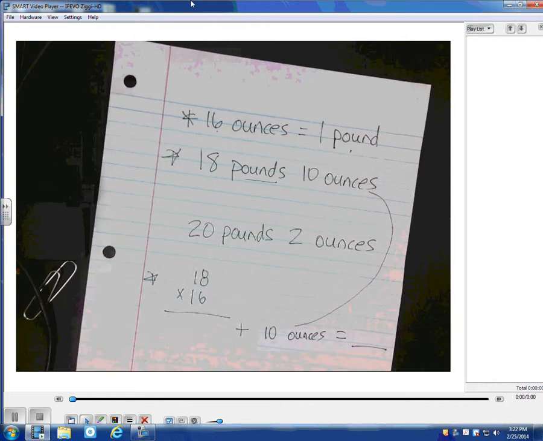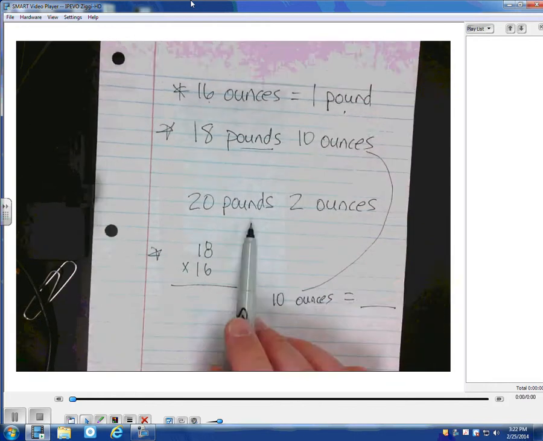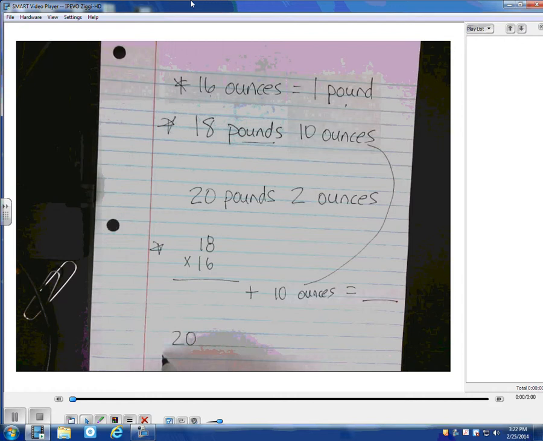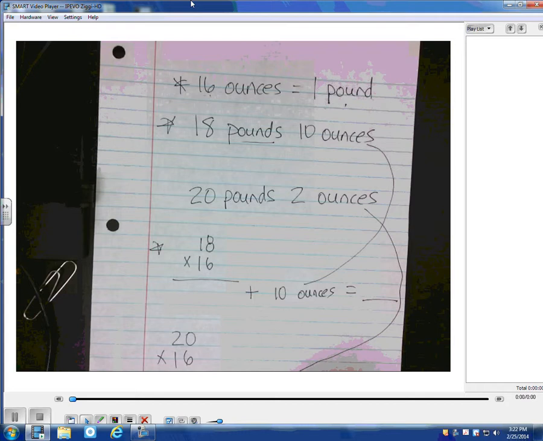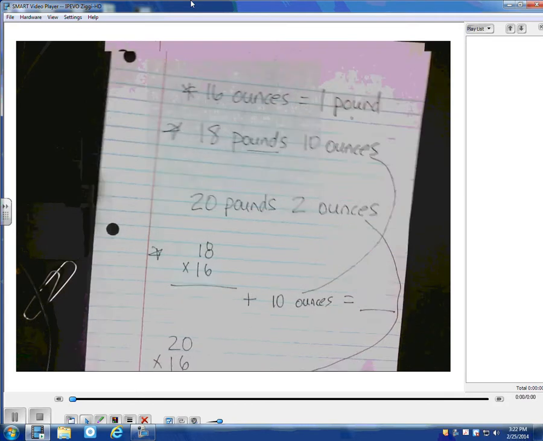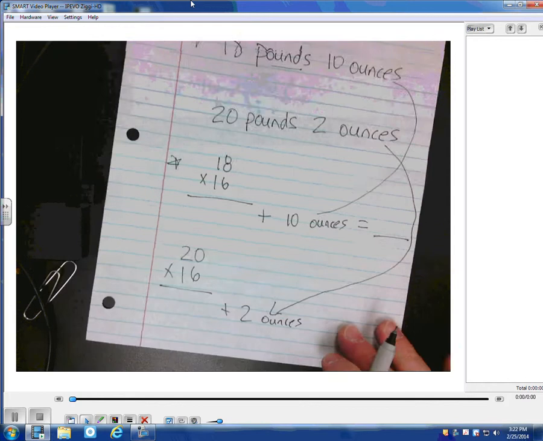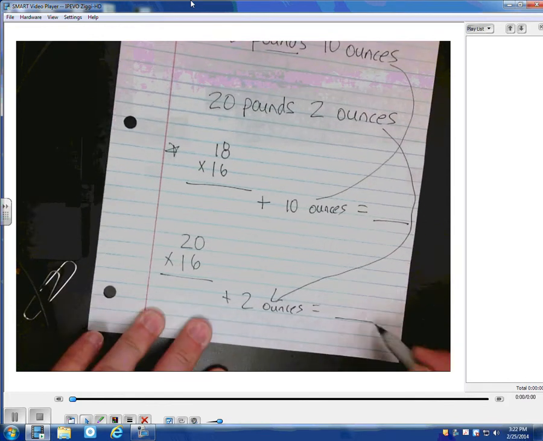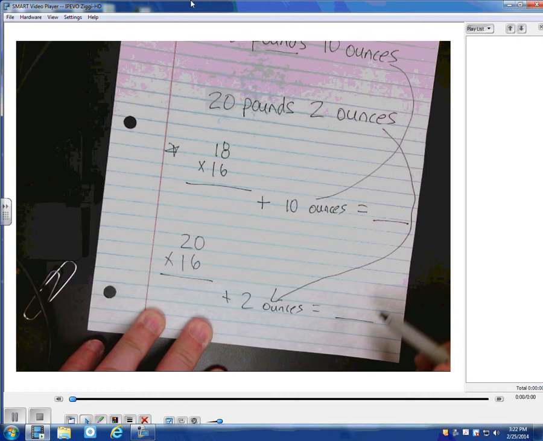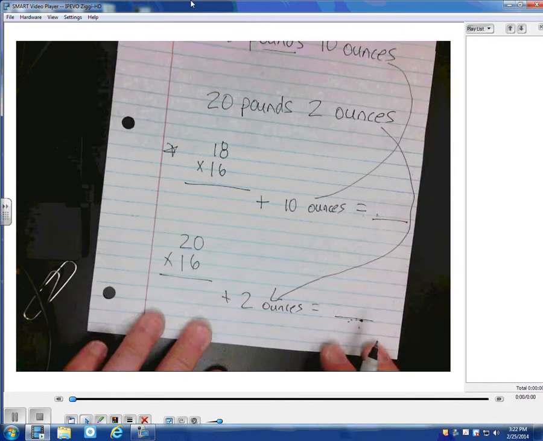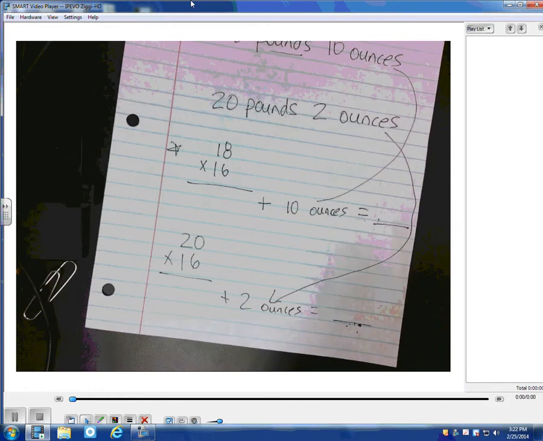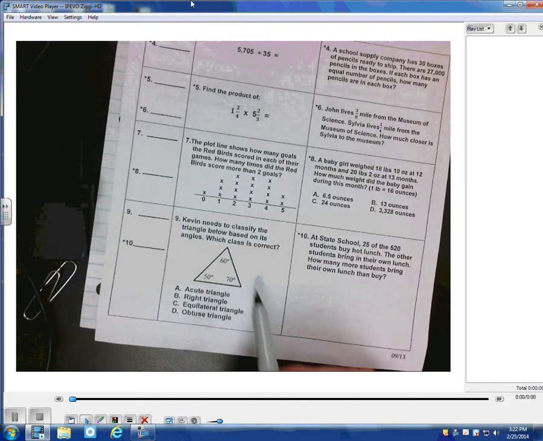Once you do that, you're going to do the same thing for 20 pounds, 2 ounces. So you would take 20 and you would times it by 16. And then again, don't forget to add on your 2 ounces. Okay? And that gives you a number. And then once you get that number, you're going to subtract these two. You're going to subtract this month from this month to get your answer. Okay? That's number 8.